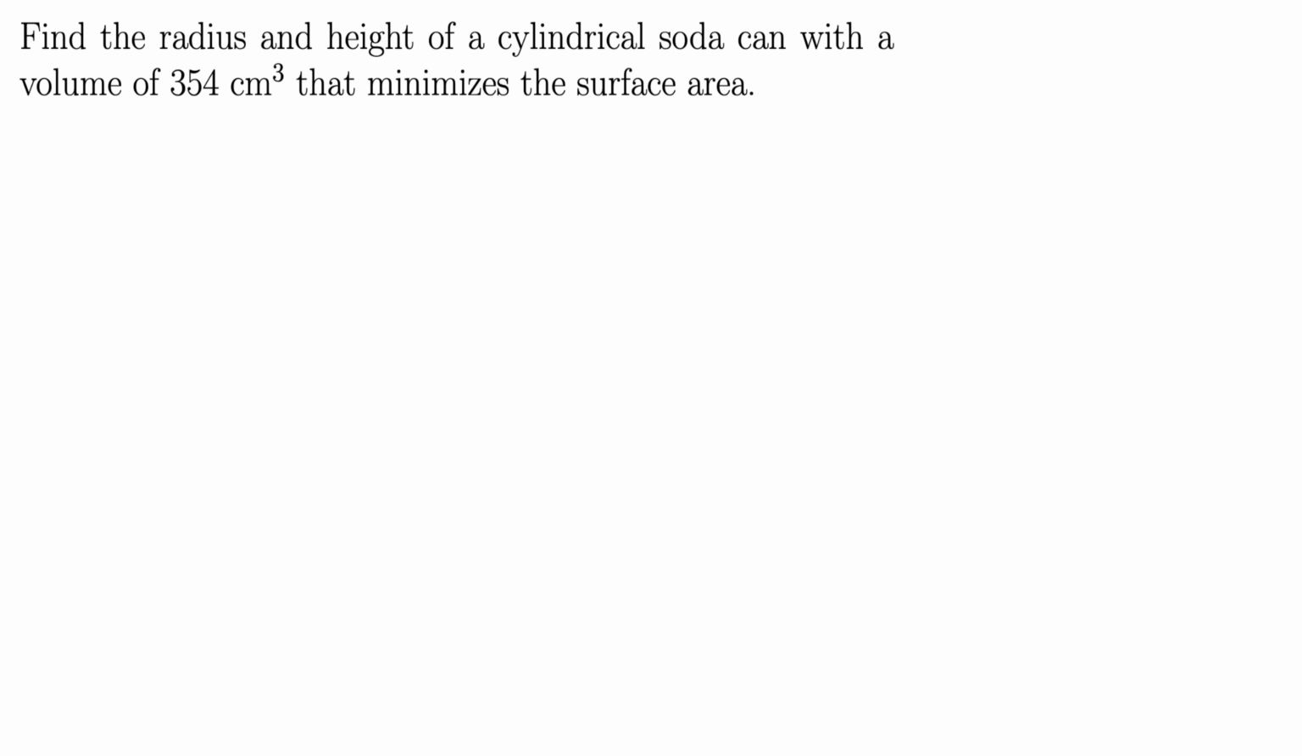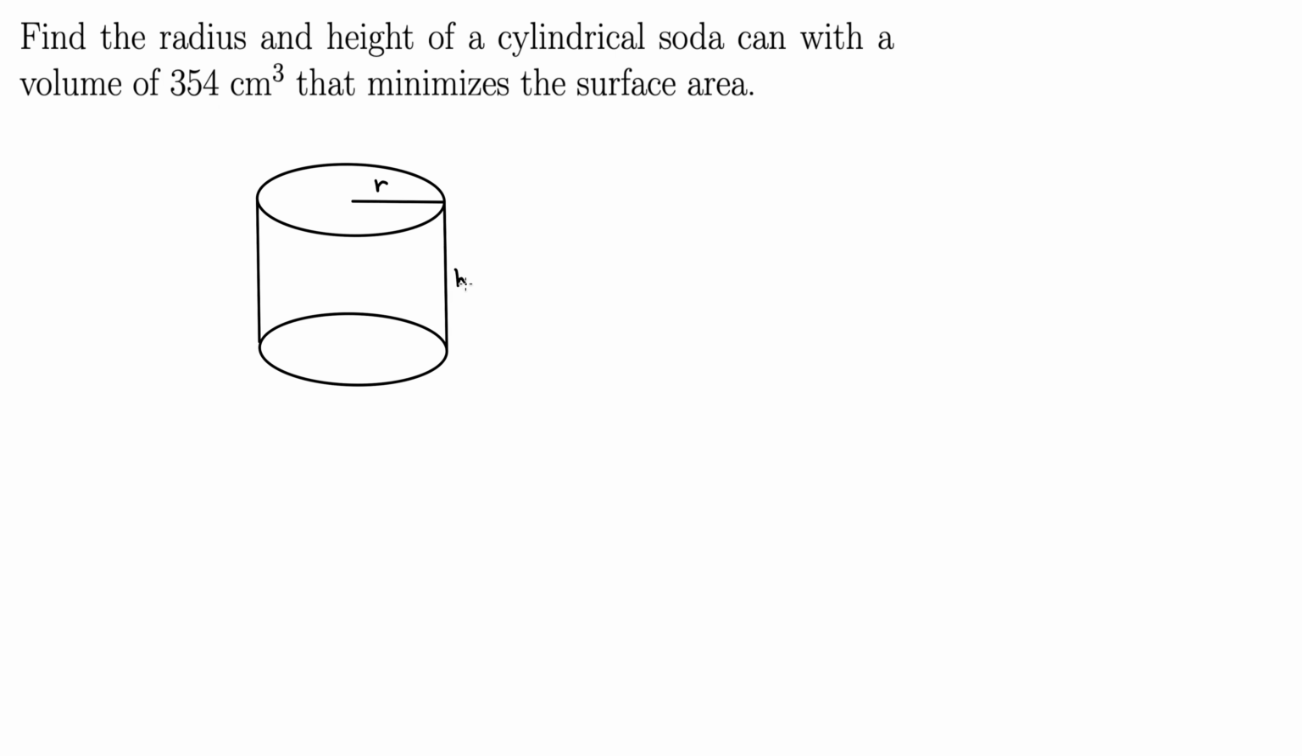Let's take a look. Well, as with any optimization problem, the first thing to do is to draw a picture and work off of that. So let's draw a picture here. Okay, so there's our soda can. Let's call the radius r and the height h. And let's see if we can define our goal here. That'll help us define our objective function. We want to minimize the surface area.